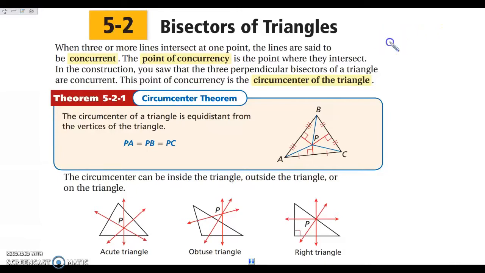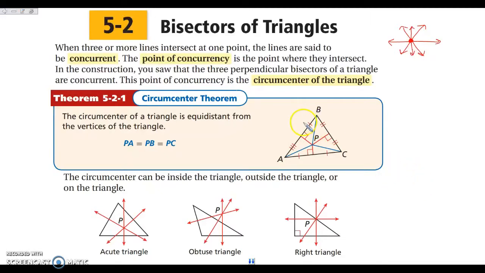Okay, so I can draw a line here, and here, and here. All of these lines are concurrent and they intersect right here. Where they intersect is called your point of concurrency. All right. So what we're looking at here is in a triangle.